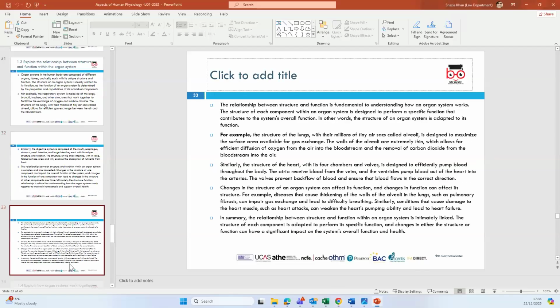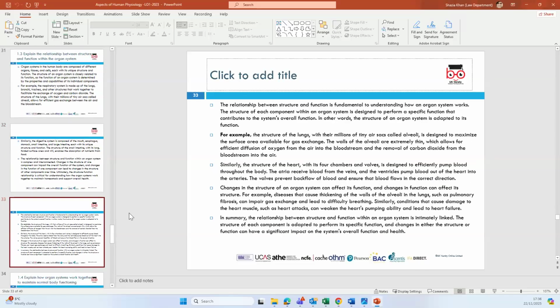You then have the next slide, which is the relationship between structure and function. For example, the structure of the lungs has millions of tiny sacs, which I just mentioned. Also, the nervous system, with its rapid and complex structure of nerves and neurons, allows for quick responses such as the fight or flight reaction triggered by the release of hormones. And we're going to look at that in a little bit more detail, the fight or flight response. So you've got a little bit of an idea of how that works, okay?